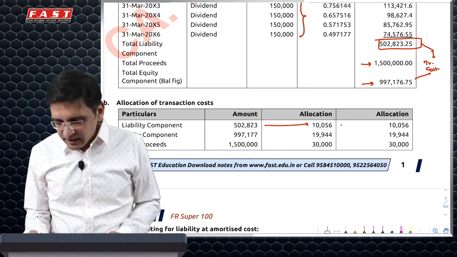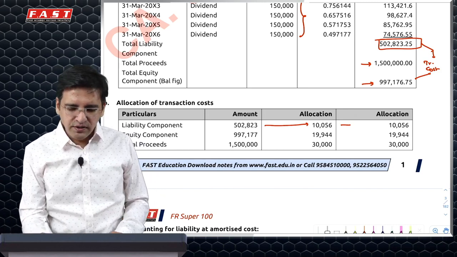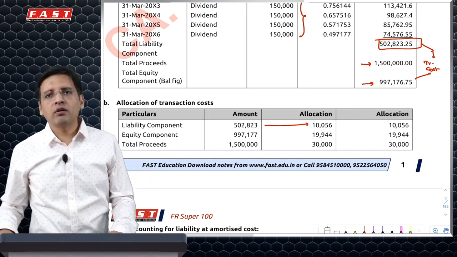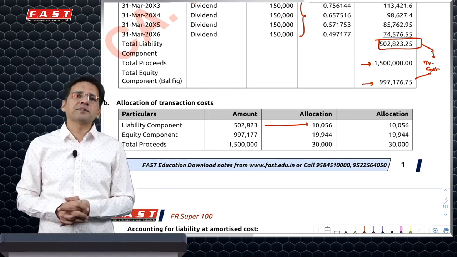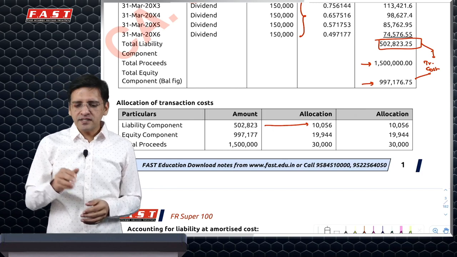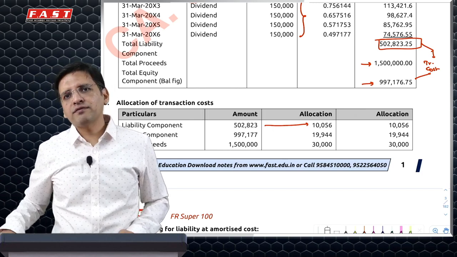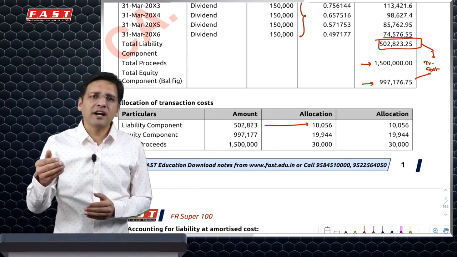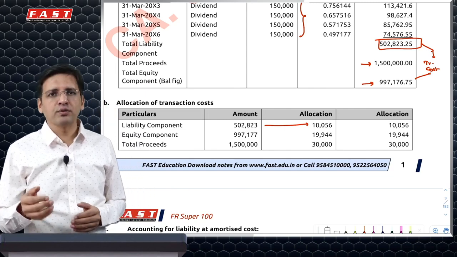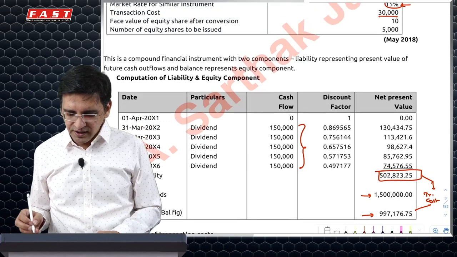Hence your net liability would then be 502,823 minus 10,056. In order to ensure that your future 1,50,000 rupees payment for the next 5 years discounts to 502,823 minus 10,056, you will have to recompute an effective interest rate, because by discounting at 15%, you get 502,823. I want to get a little lesser than this, so I'll have to increase my effective interest rate.